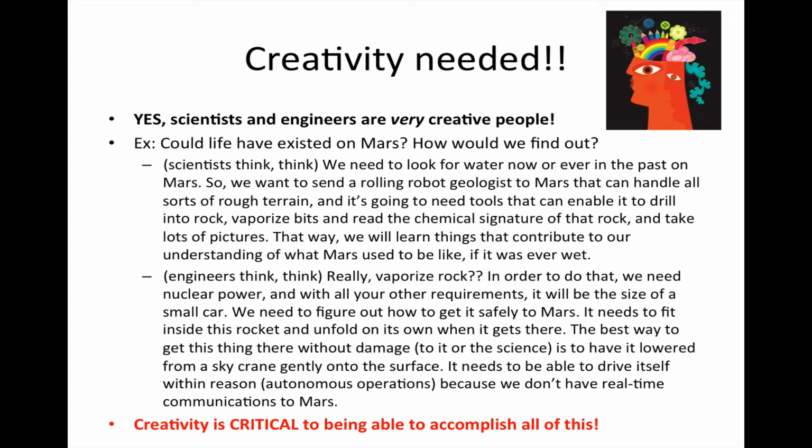So the scientists go away and think, and they come back and they say, okay, life as we know it needs water. So we need to look for water now or ever in the past on Mars. So the best way we can think of to do that is to send a rolling robot geologist to Mars that can drive over all the rough terrain that you find on Mars.